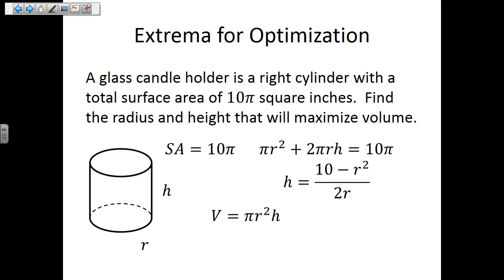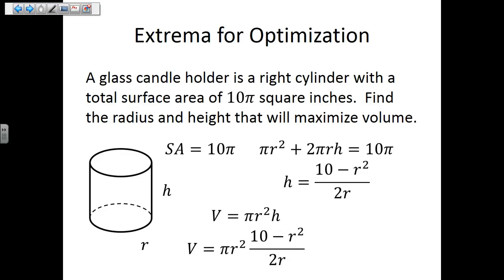And now I need an equation to actually maximize. Whatever we're trying to maximize or minimize, we need to write an equation for that. So since we're trying to maximize volume, the volume of any right cylinder is pi r squared h. That's our base area times the height. We're going to go ahead and substitute in what we found for h. So we replace that h with our 10 minus r squared over 2r.